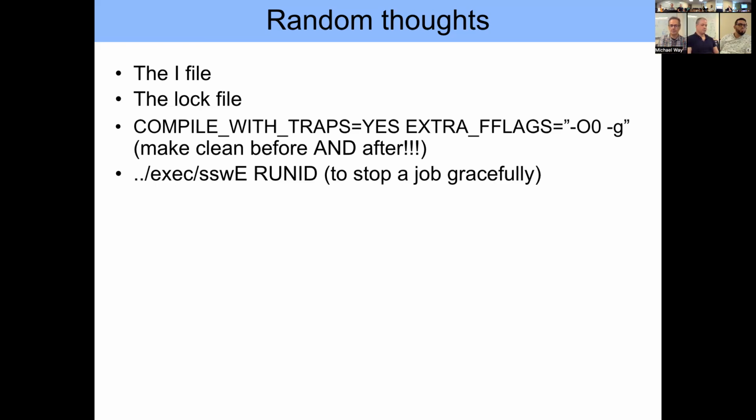But traps slow down the model because they introduce a lot of runtime checks. So you don't want to run with traps during production. When you are done with debugging and you found the problem and fixed it, you must again make clean to make the model faster and compile without traps.